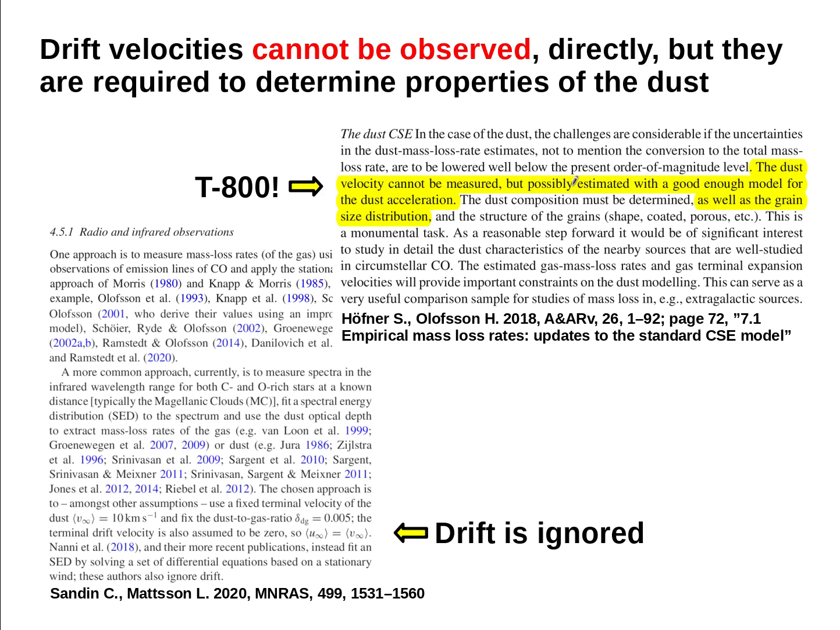And as you can see in this review of mass loss rates in chapter 7.1, this is from 2018, the dust velocity cannot be measured, but possibly estimated with a good enough model for the dust acceleration, and this concerns the dust circumstellar envelope. Well, this is exactly where the T800 can help, because it provides this good enough model with the dust velocities. The grain size distribution is not there yet, but it could be if there would be an interest.